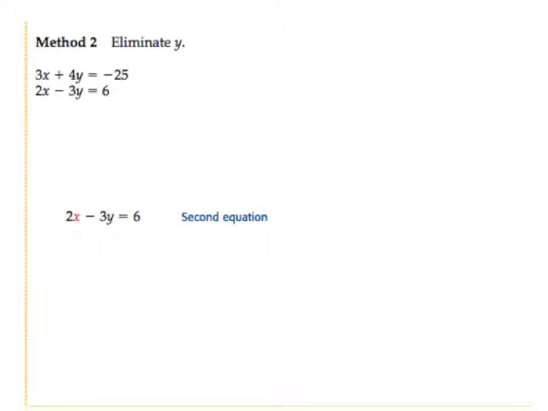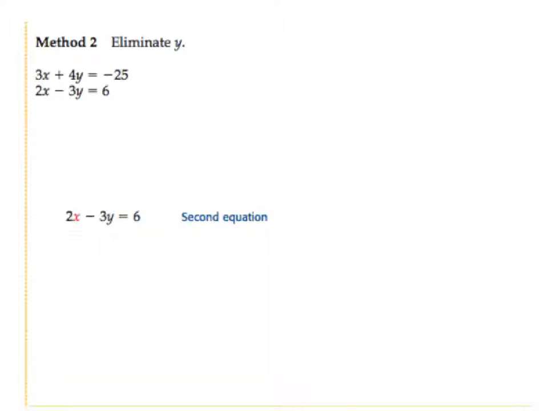Now, method 2. What we're going to try to do for method 2 is eliminate the y. In the first one, we eliminated the x's by getting the common multiple of 6. In this case, we're going to multiply by the common multiple for the y's to get x by itself. If possible, try to pause it here, and I want you guys to try to solve this by yourself.